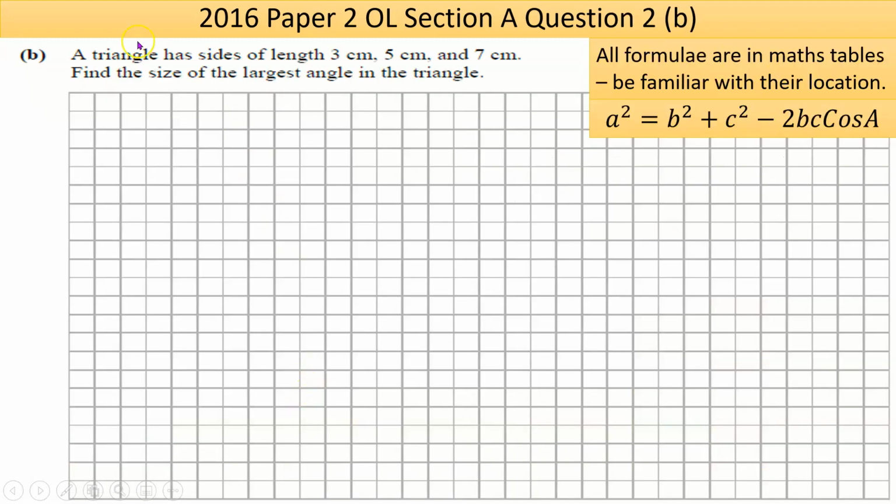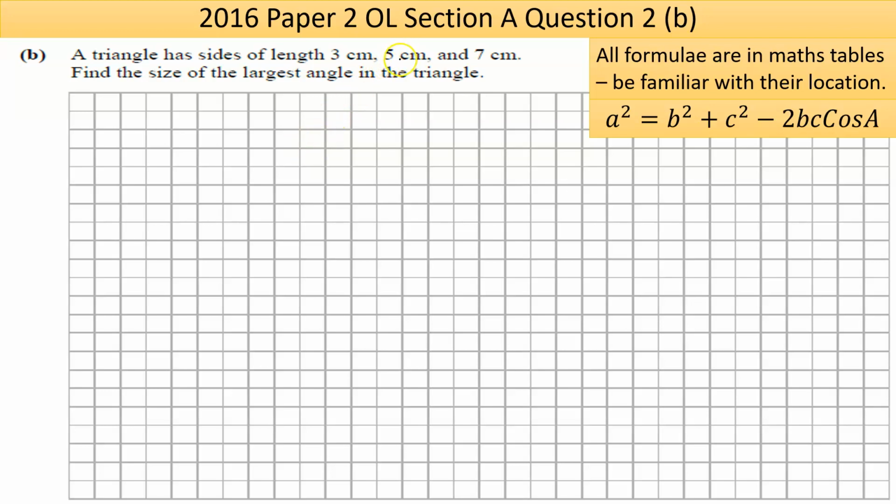Now part B here it says a triangle has sides of length 3, 6, and 5 centimeters. Okay, find the size of the largest angle in the triangle. Now, one feature about triangles is that there's a relationship between the length of the side and the size of the angle. So the reason in a right angle triangle that the hypotenuse is the longest side is that it's across from the biggest angle, which in a right angle triangle is 90 degrees. Okay. This may not be a 90-degree triangle, I'm not sure.